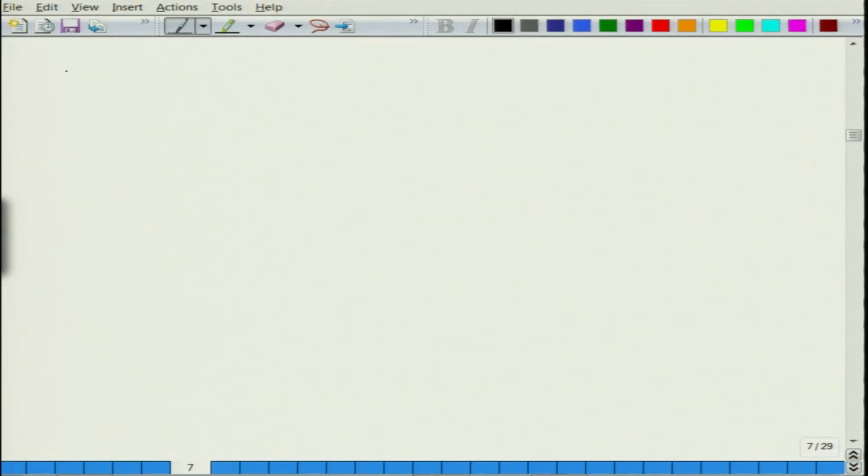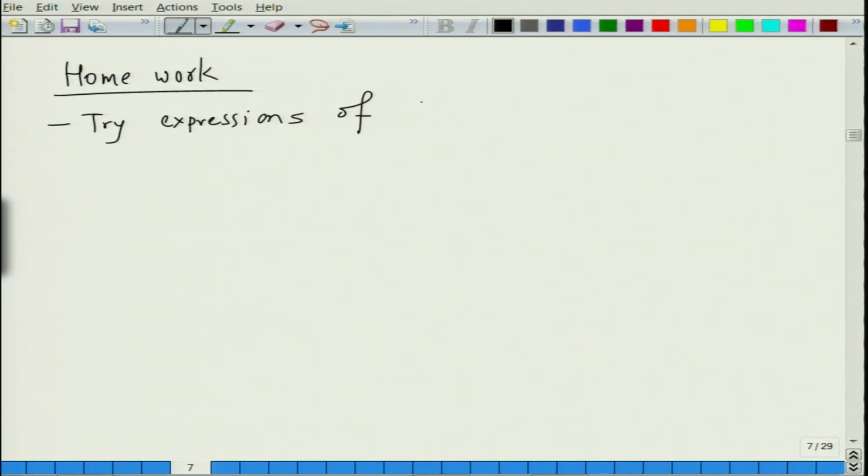So, as a homework, try the expressions for epsilon 2 prime and epsilon 3 prime. Similarly, you should try the expressions for, let us say, 1 prime 3 prime, 2 prime 3 prime and so on and so forth. Okay. So this will help you practice on how to write these transforms. So, this is what is about the transformation of strains.